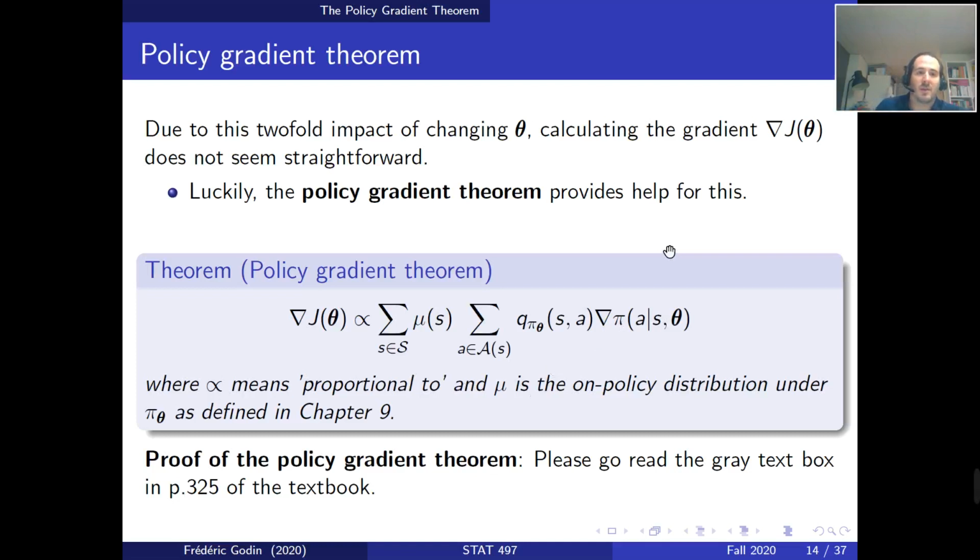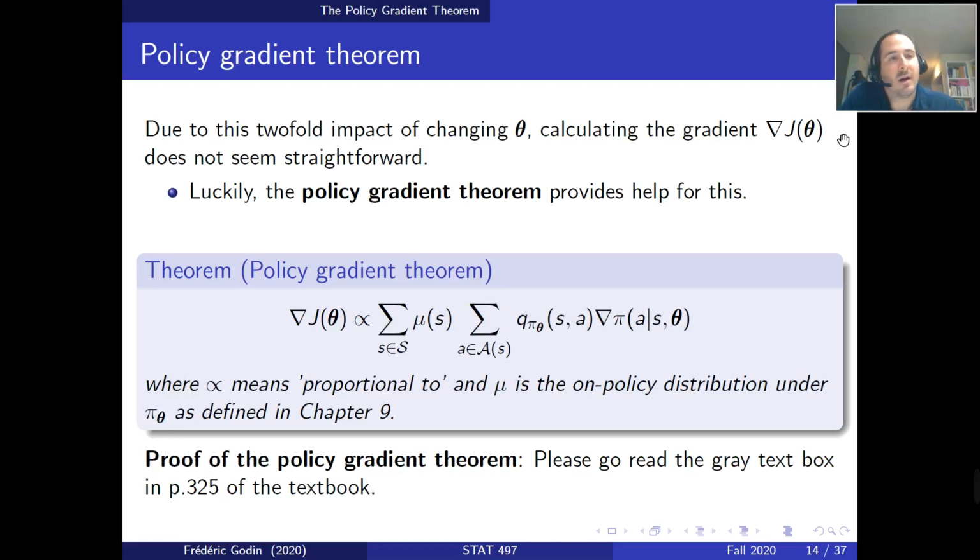So due to this twofold impact of changing theta, calculating the gradient of the objective function does not seem straightforward. We mentioned that at the beginning of the chapter. If we really wanted to calculate this gradient exactly, that would probably be too complicated for most problems. However, the policy gradient theorem, which is provided in the textbook, helps us with this issue.